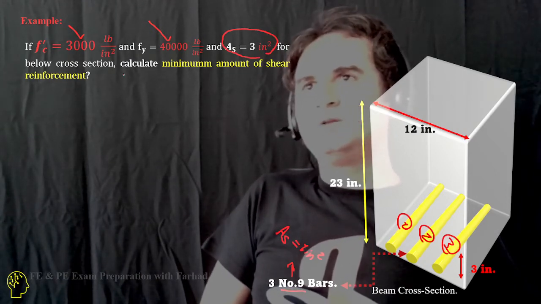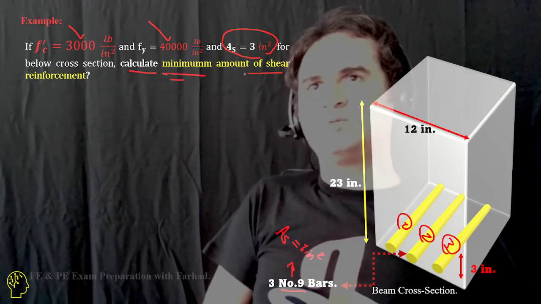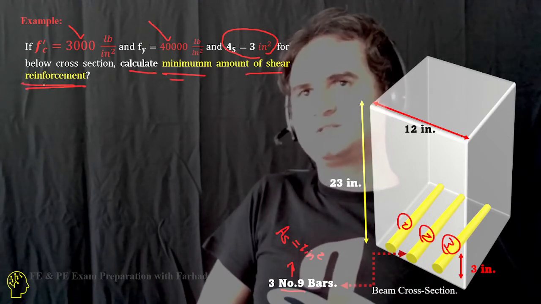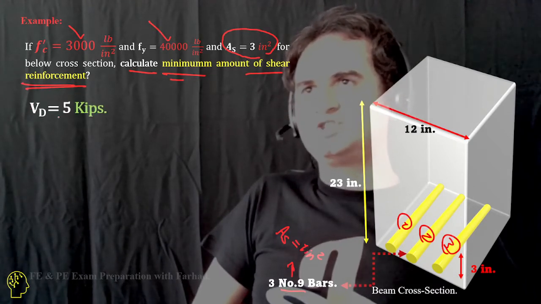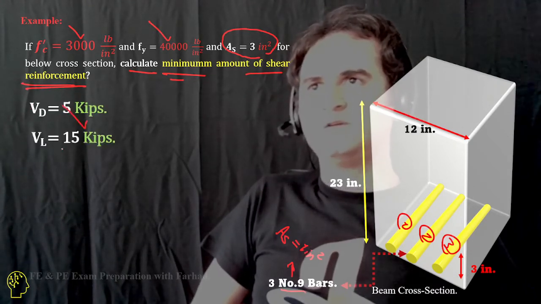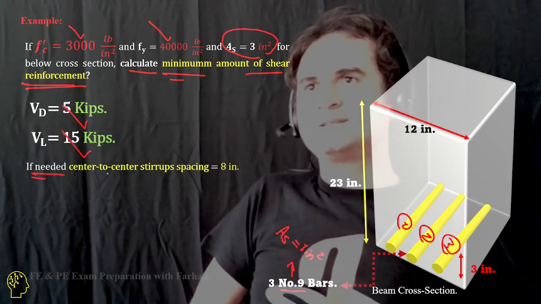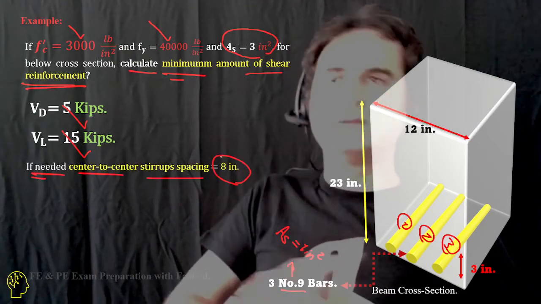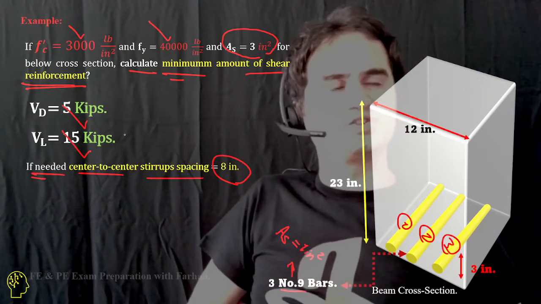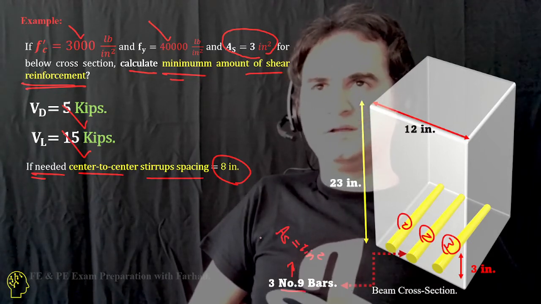For the below cross section, we want to calculate the minimum amount of shear reinforcement, which is the stirrups. We know that there is a dead shear of 5 kilopounds, a live shear of 15 kilopounds, and if needed, the center to center stirrup spacing is 8 inches, the distance between the shearing reinforcement.